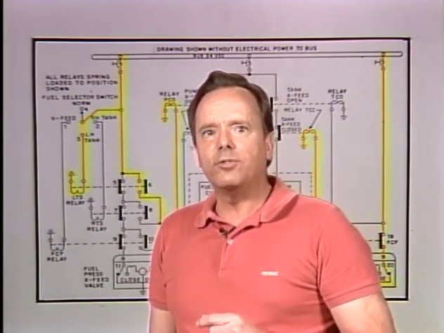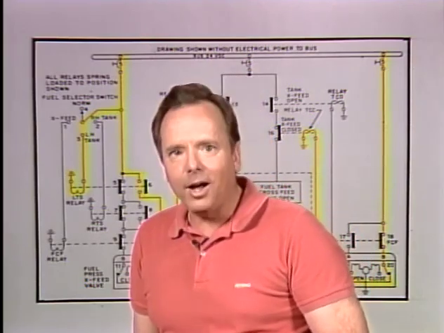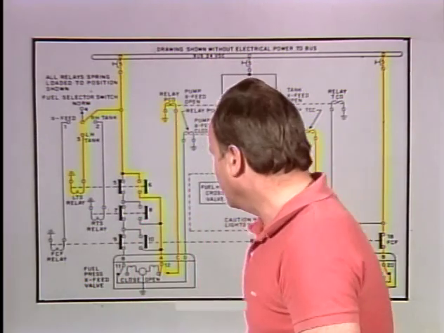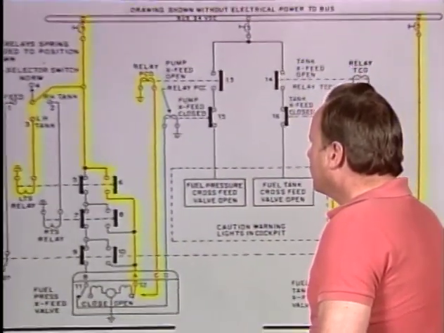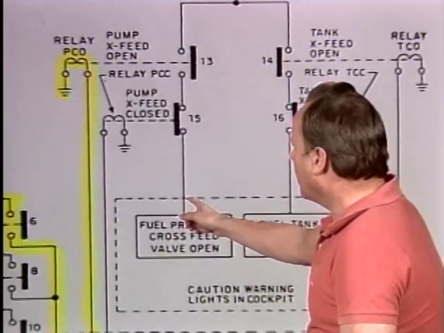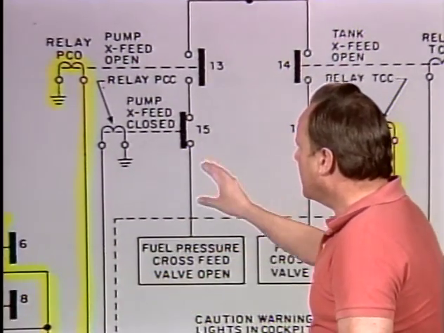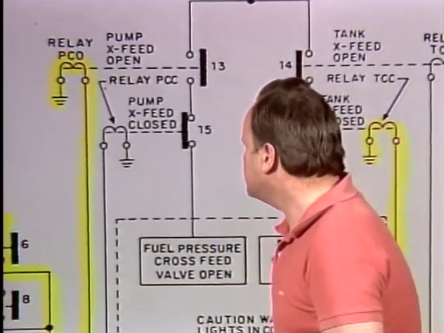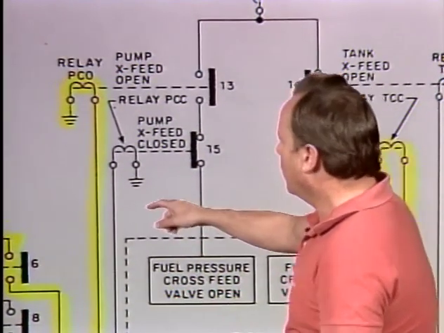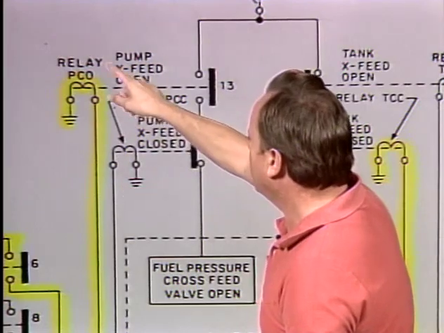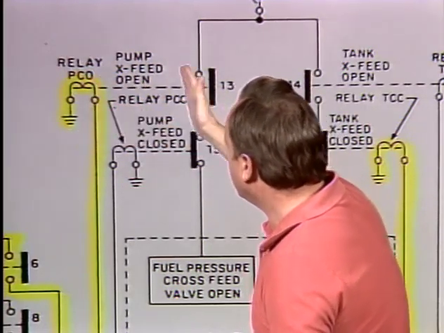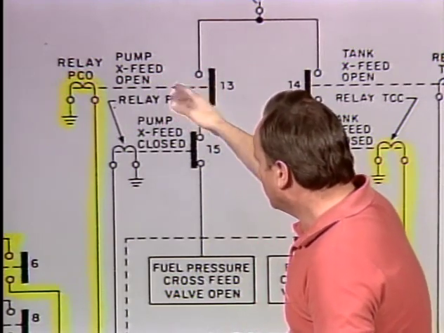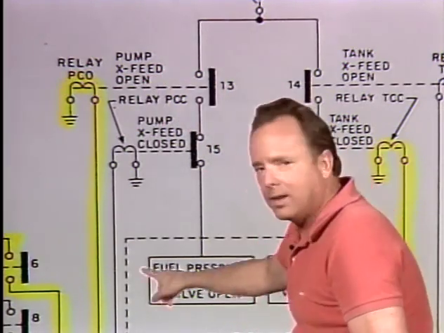And the answer is the fuel pressure crossfeed valve open light will not illuminate. Well, let's take a look at the fuel pressure crossfeed valve open light, and it's right here. They're saying if what relay failed to activate? Well, the answer is if the PCO relay failed to activate. Here is the PCO relay, and what we're saying is if this relay failed to activate, switch 13 wouldn't work and this light would not come on.